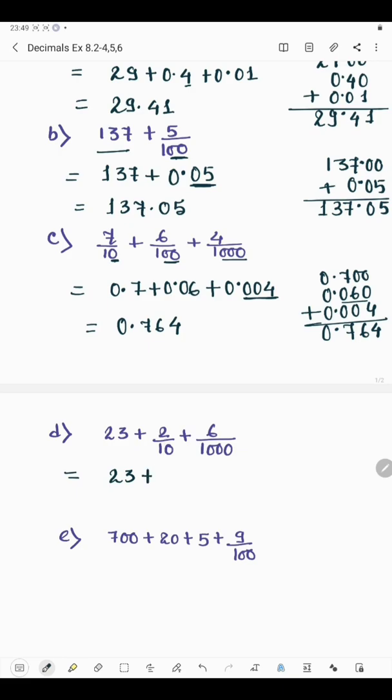Now 2 by 10, here we have 1 zero, so after one digit we will have to put the decimal, so it will be 0.2. Next we have 3 zeros, so 1, 2, 3, we'll have to put the 0 to make 3 places, then we will have to put the decimal, so it's 0.006. Now we will add this.